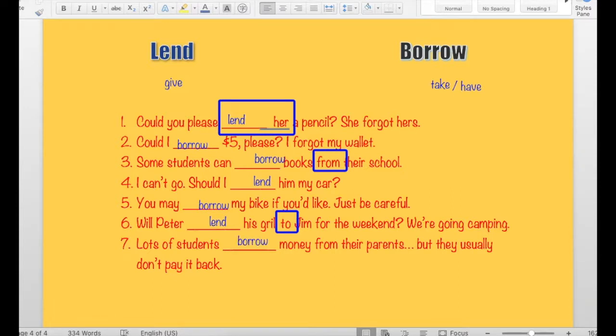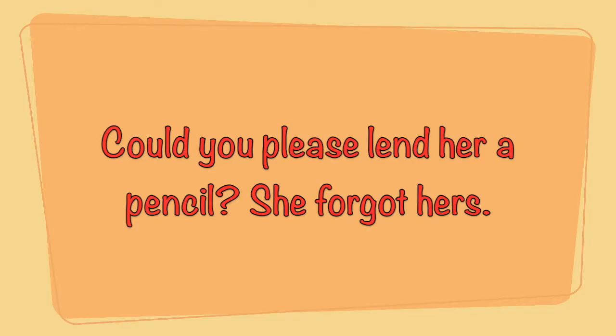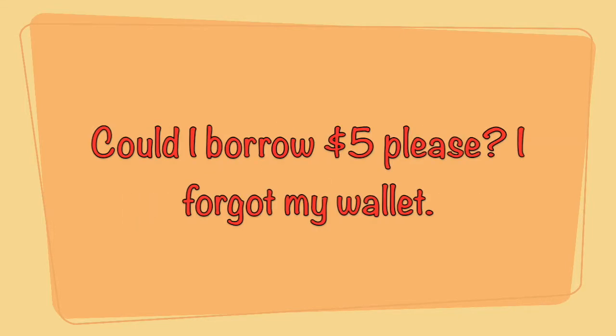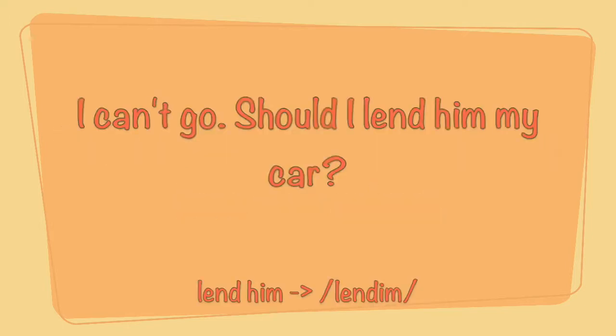So, these are some quick activities for lend and borrow. I hope it helped. Let's go through the examples one more time. Repeat after me. And focus on your pronunciation and the words that link together. Ready? Let's go. Could you please lend her a pencil? She forgot hers. Could I borrow $5, please? I forgot my wallet. Some students can borrow books from their school. I can't go. Should I lend him my car?